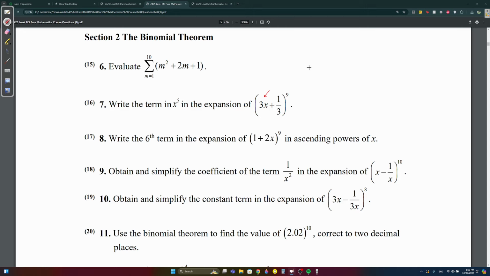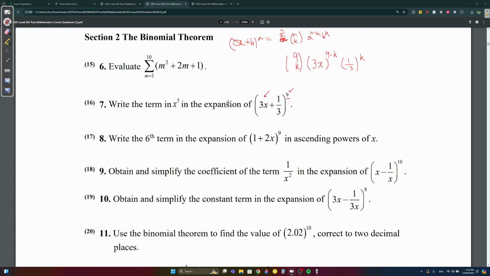Remember, what's the first thing we do? We write down the general term. It's 9ck, because it's nck, right? To the power of n minus k. So 9 minus k, 1 over 3 to the power of k. Just for those who are still confused, it's because (a plus b) to the power of n is equal to the sum of nck, a to the power of n minus k, b to the power of k, from k equals 0 up to n. This is the formula, okay? If you want the general term of any specific term, this is how you write it. I substituted n with 9 because it's to the power of 9.